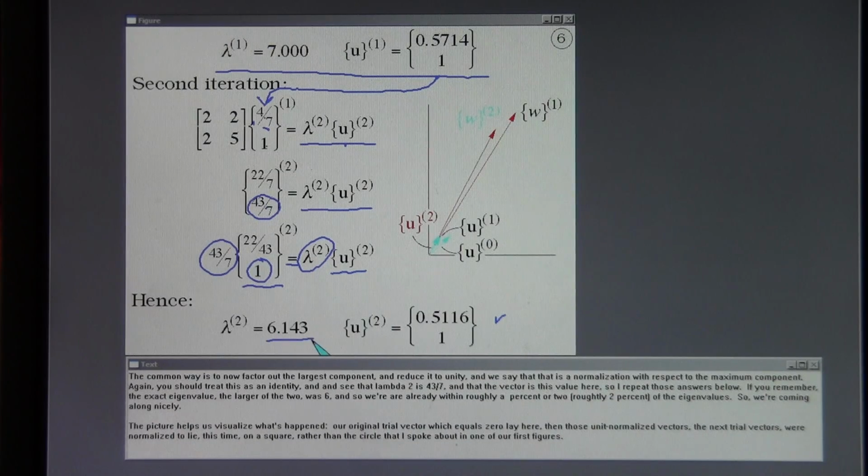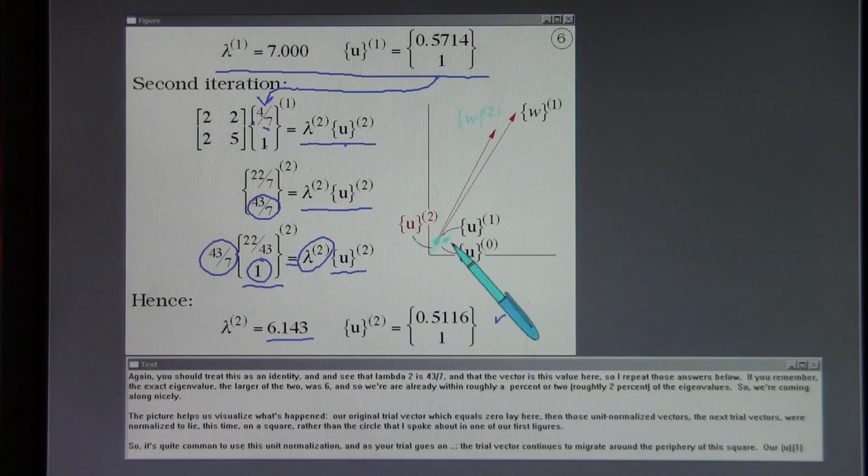And so we already are within roughly 1% or 2, roughly 2% of the right eigenvalue. So we're coming along nicely. The picture helps us visualize what's happened. Our original trial vector U0 lay here.